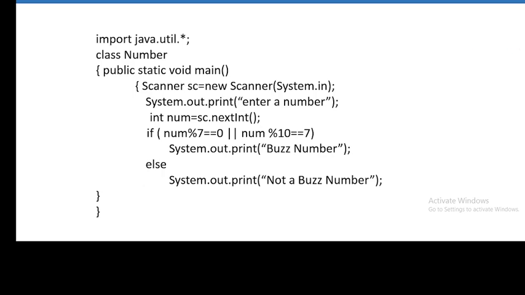Buzz number, again for buzz number we need the digit, whether the number will be divisible by 7 or the unit place digit is 7. That means if we divide the number by 7 and the remainder comes as 0, or when we divide the number by 10 and the remainder comes as 7. Either of these two conditions, if any of these conditions is satisfied, then we will say that the number is a buzz number.